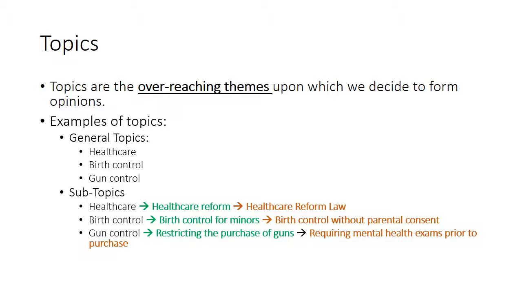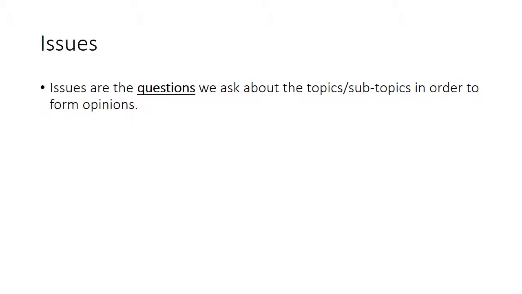Gun control, broad topic, lots of different things you can talk about under there. For instance, you might want to talk about restricting the purchase of guns, or even requiring mental health exams prior to the purchase. Each of these things have a broad theme, then we narrow it down, and then we do what's called issues. Issues come from topics. Issues are the questions we ask about the topics and subtopics in order to form opinions.